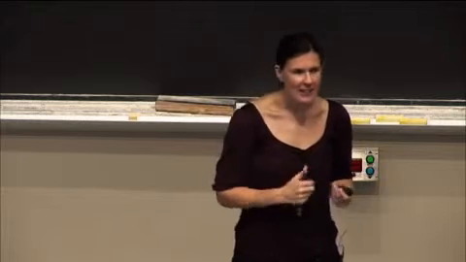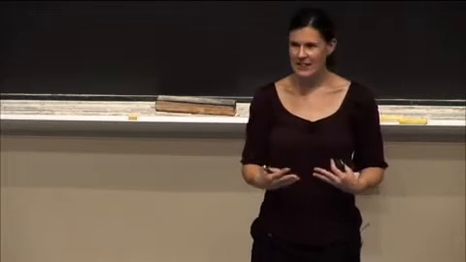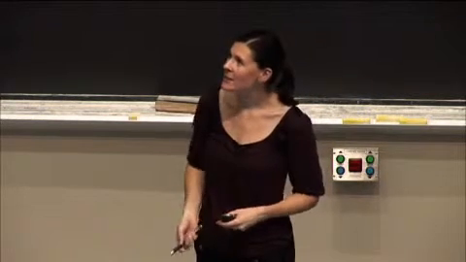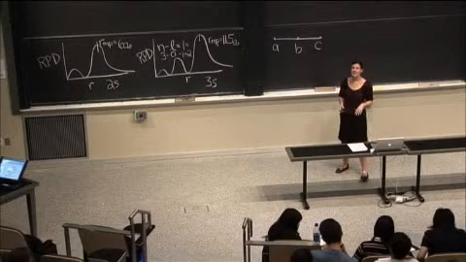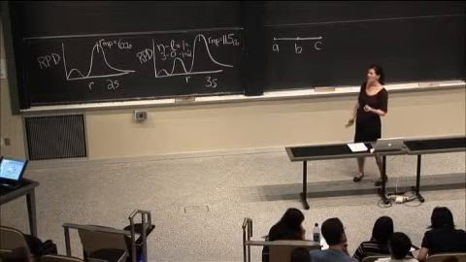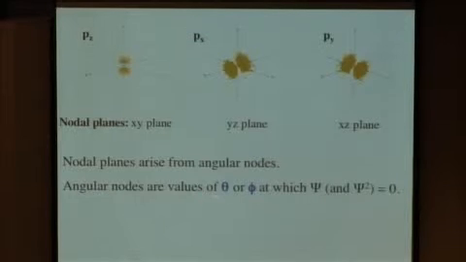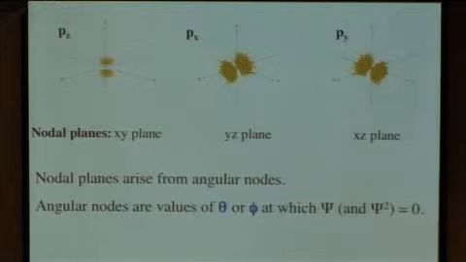So let me get a little bit more specific about what we mean by nodal plane and where the idea of nodal plane comes from. Nodal planes arise from any place you have angular nodes. So we talked about radial nodes when we were doing these radial probability density diagrams here. You can also have angular nodes. And when we talk about an angular node, what we're talking about is values of theta or values of phi at which the wave function, and therefore the wave function squared or the probability density, are going to be equal to 0.